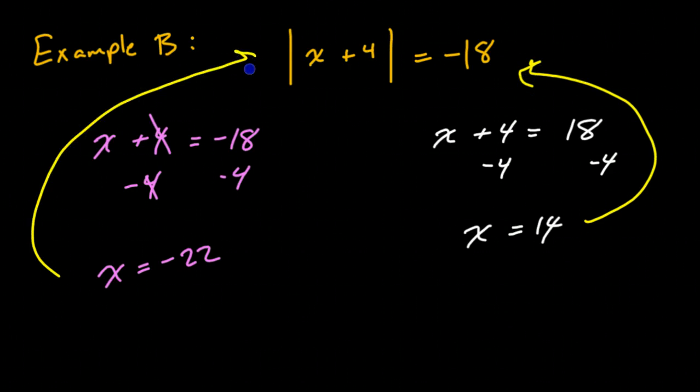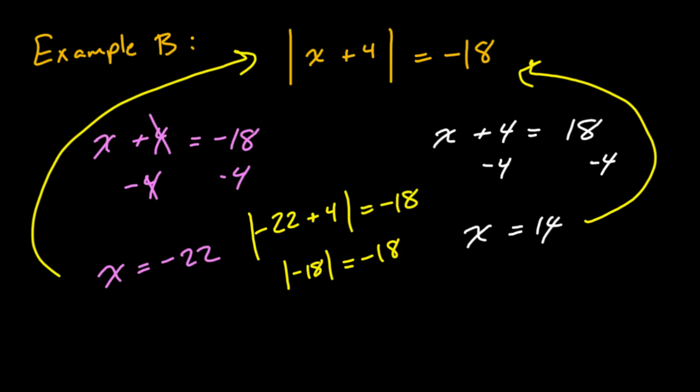These answers won't actually give me negative 18. We'll test them. Negative 22 plus 4, that's going to give me negative 18? Negative 22 plus 4 is negative 18. However, if I take the absolute value of negative 18, I get a positive 18. And positive 18 does not equal negative 18. So that answer doesn't work.